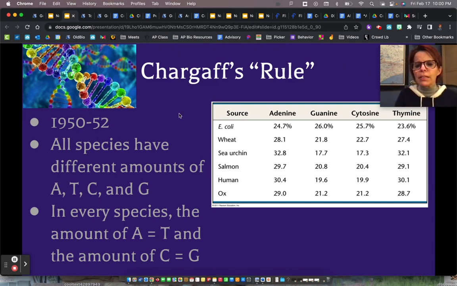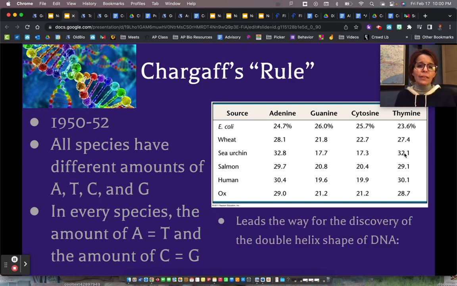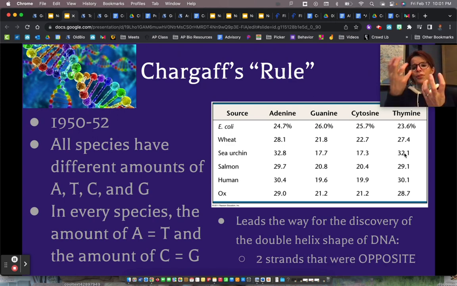Now, it's not perfect, but take a look here. Let's go with this one right here. So here's 17 G and 17 C, but over here it's 32.8 A and 32.1 T. So the relative amounts of A's and T's and C's and G's are similar. This is what's going to lead the way to the discovery of the double helix shape of DNA, that the two strands were opposite, that A was always across from T and C was always across from G.